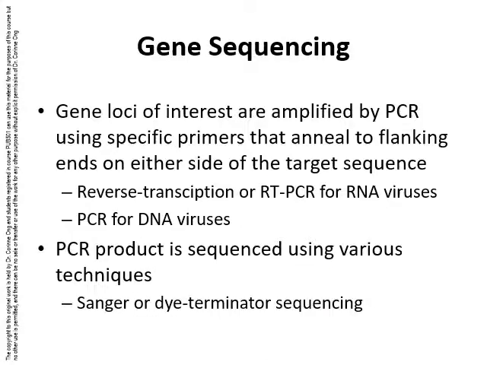Gene sequencing or DNA sequencing of viral DNA is facilitated by the amplification of large amounts of DNA using PCR with specific primers that anneal to flanking ends on either side of the target sequence. Reverse transcription, or RT-PCR, is used for RNA viruses and PCR for DNA viruses. The PCR product is then sequenced using various techniques. The most common one is the Sanger or dye-terminated sequencing method.